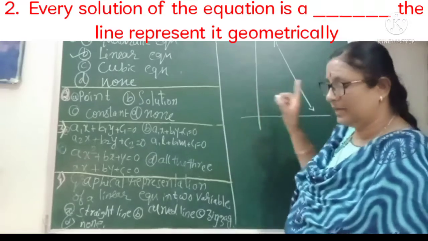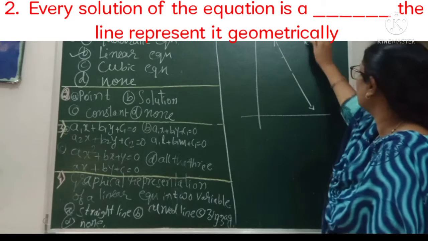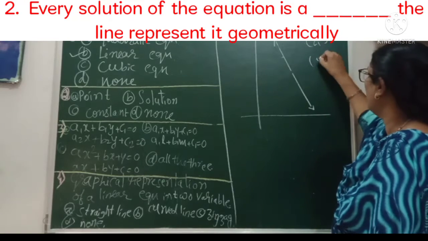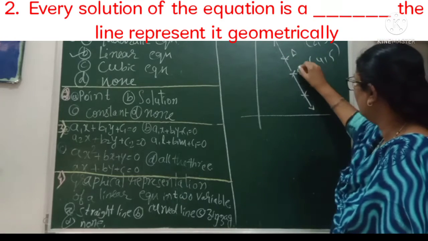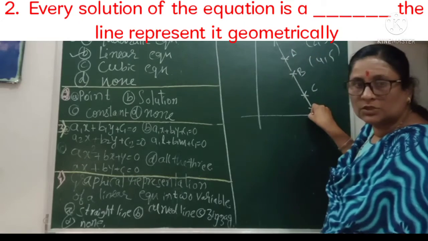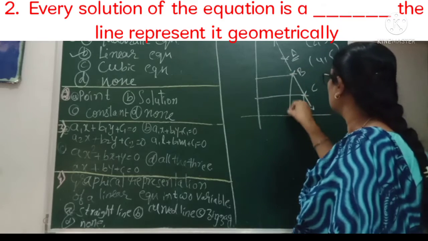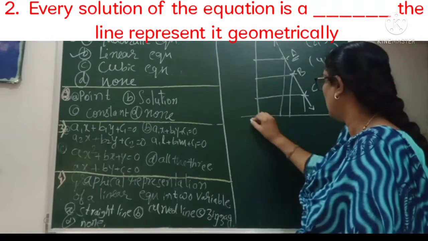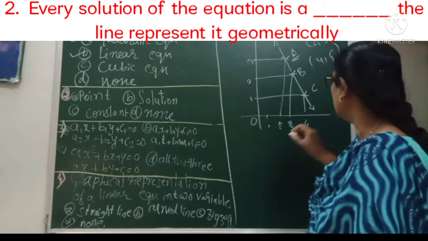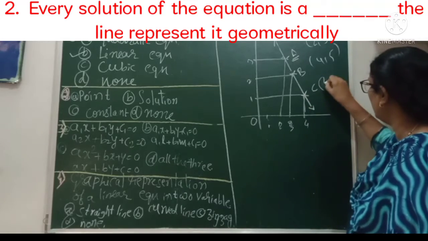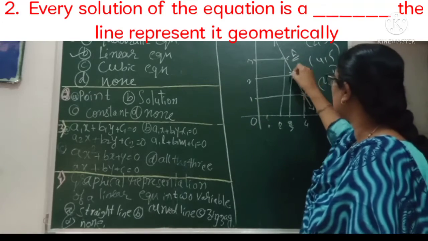What is asked here is every solution of the equation. When you put values of x, you get points like 2, 3, 4, 5, and you will get the coordinates. Suppose A, B and C are points of this line. Look at this. You have 1, 2, 3, 4 here, and 1, 2, 3 here. The x coordinate is 4 and y is 1. I am explaining how every point, this is a point, this is a point, this is a point.